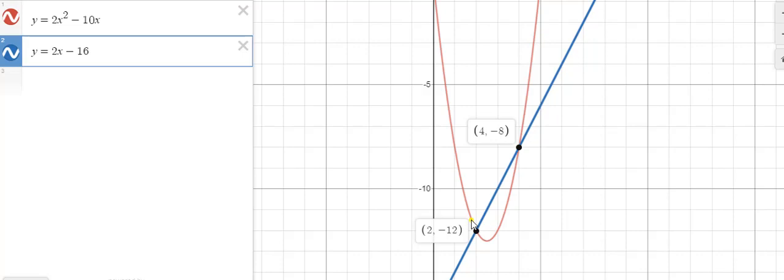Now, let me ask you this. For what values of x is 2x squared minus 10x greater than or equal to 2x minus 16? That happens when the red graph is above the blue line, which will be negative infinity to positive 2, including 2, and 4, including 4, to infinity.